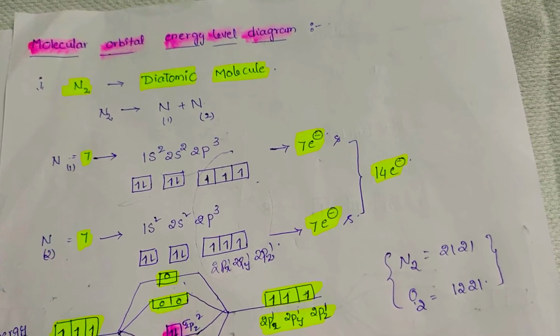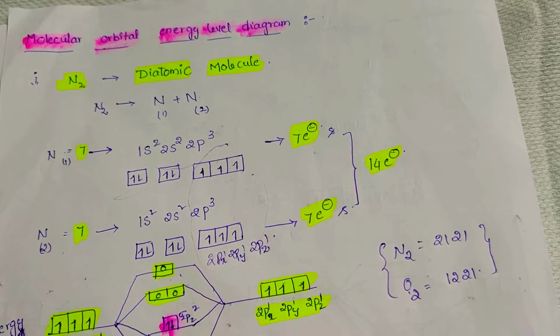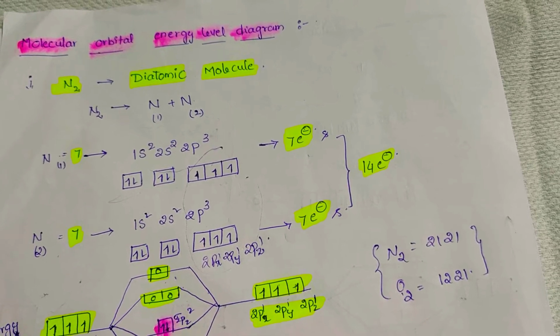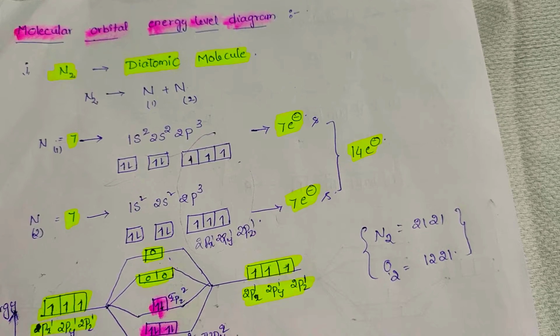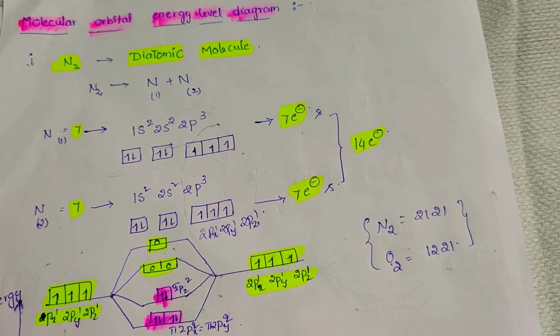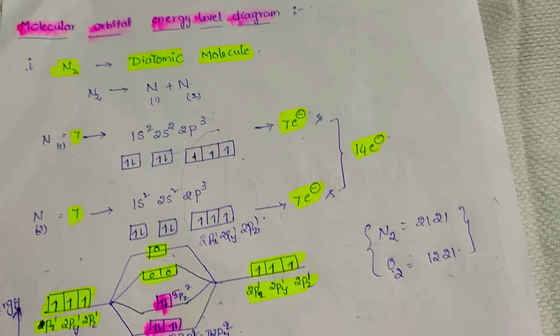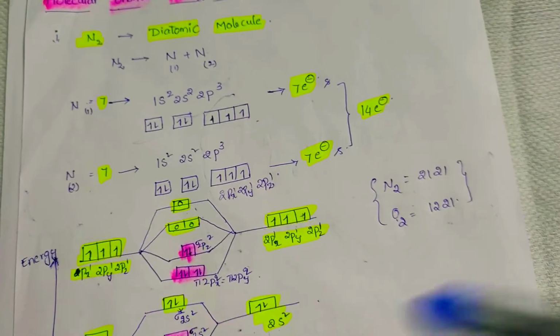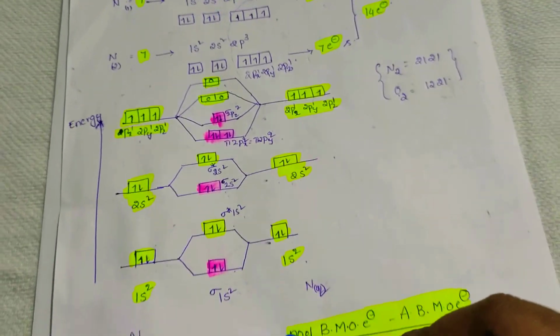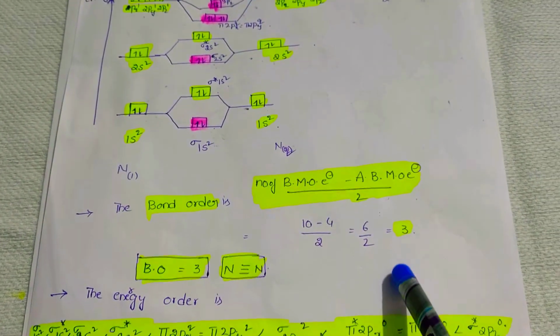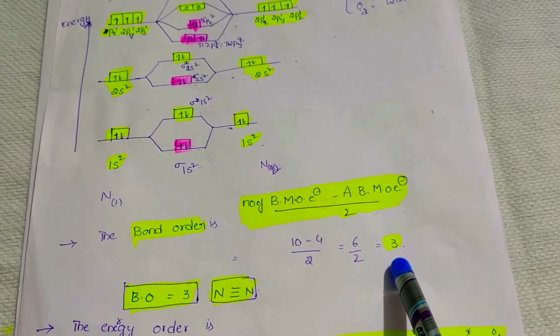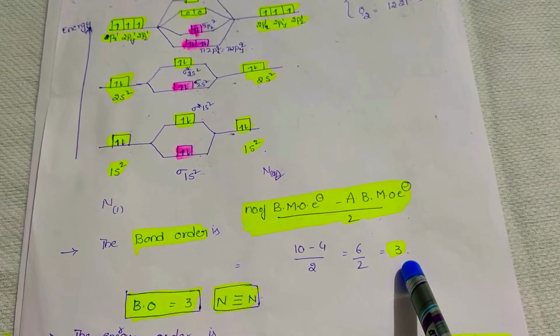Hi, in previous classes we discussed the molecular orbital energy level diagram of N2. Here N2 is a diatomic molecule. We can draw the molecular energy level diagram like this. Here we calculate the bond order. Nitrogen bond order is 3. So 3 is the bond order.